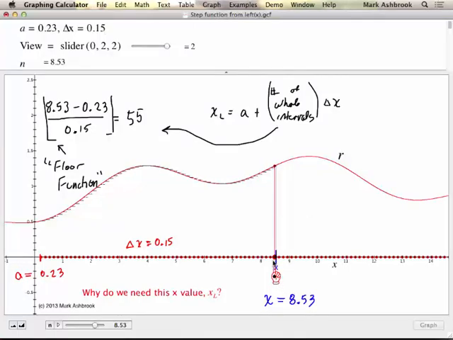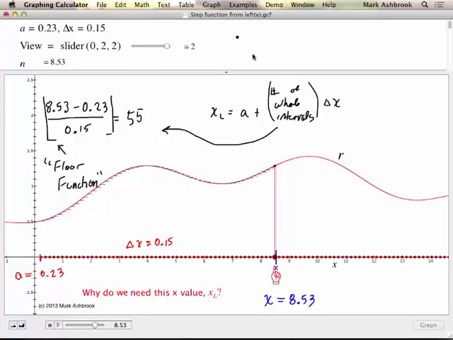No, we want XL, right? Our goal is we want the number of whole intervals to get the X value at the left side of the current interval. So we don't want the 0.23. I'm sorry, what were you asking? Well, I got 55 times 0.15 would be 8.25 plus A would be 8.48. Right, that's right.